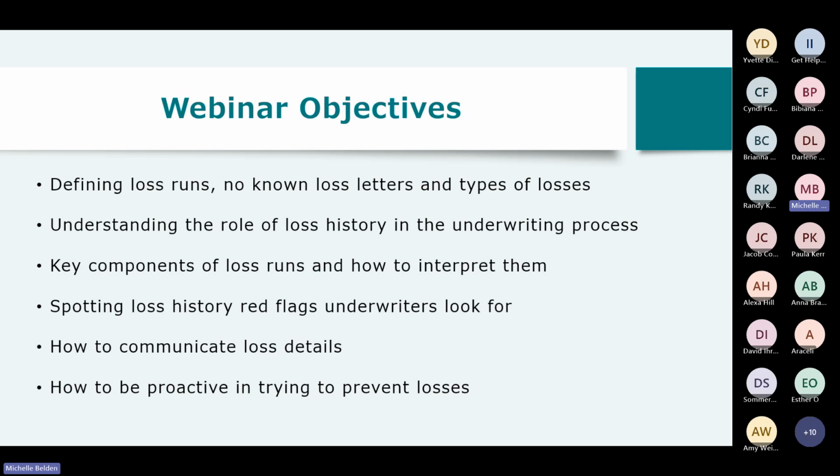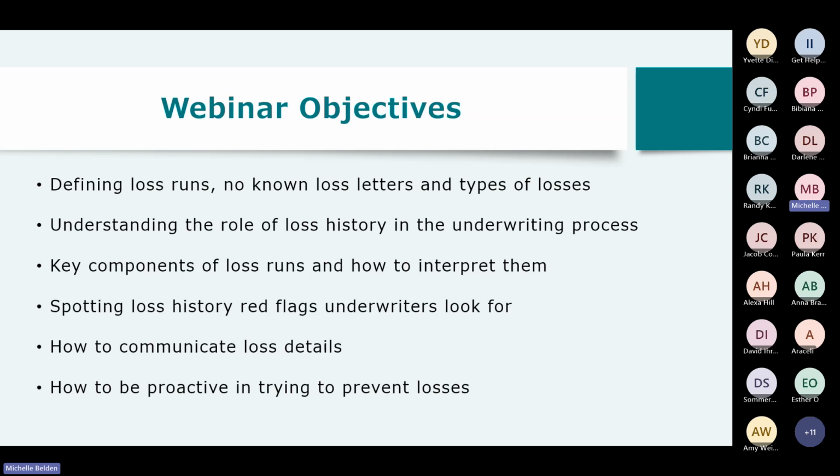And then we're going to also talk about spotting some red flags that we are looking for when we're reviewing the loss history, because there are things that could cause a risk to be declined because of something we see on the loss history. So we'll go over a few examples of that as well. And then how to communicate loss details is extremely important. We're trying to sell the risk to the carriers on behalf of you and your client. So the more information we can get, the better. And then lastly, how to be proactive to prevent losses.